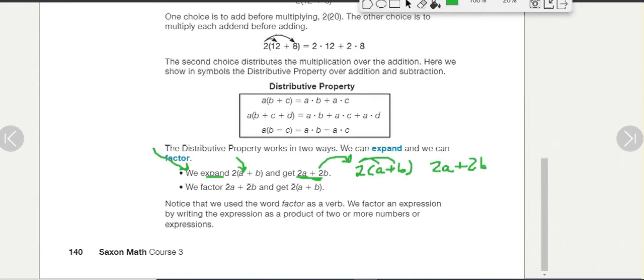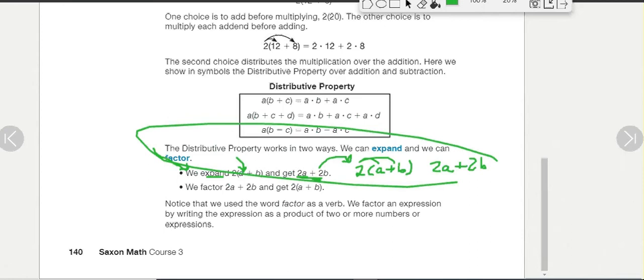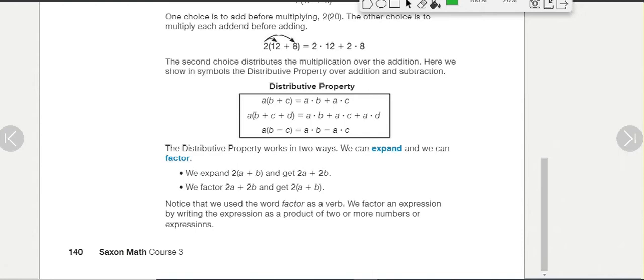So there you see the same thing being done over and over again here. Now notice with the subtraction right here, A times B minus C means A times B minus A times C, okay? So watch out for that.